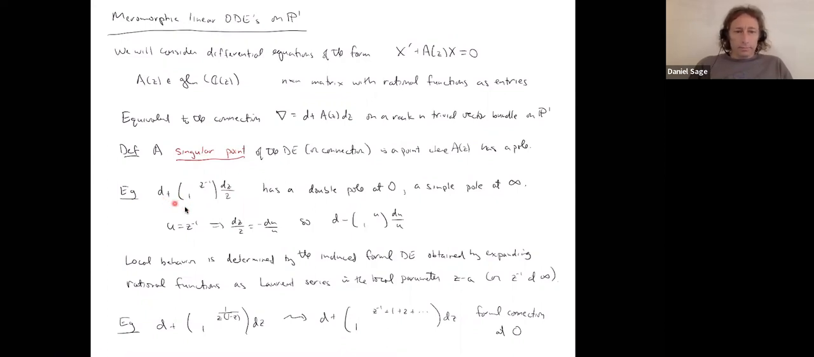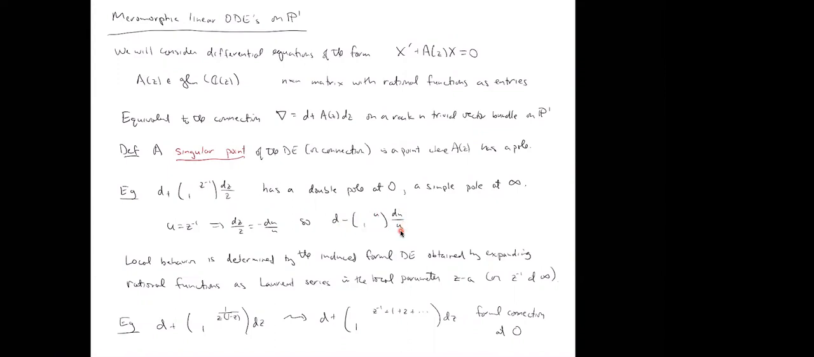We just have this anti-diagonal connection with a 1 and a z inverse, and I've taken one z out of here. So anyway, this has a double pole at 0, because you have a z to the minus 2 sitting there. On the other hand, at infinity, it also has a pole. So if you do a change of variables, u equals z inverse, the connection ends up being this thing with a 1 and u, but still a du over u out here. So it has a simple pole at infinity.